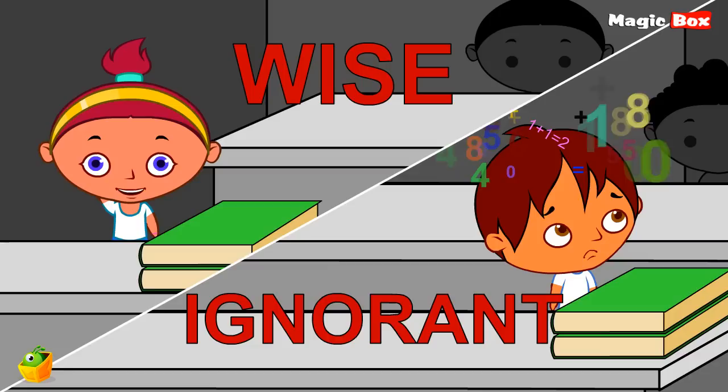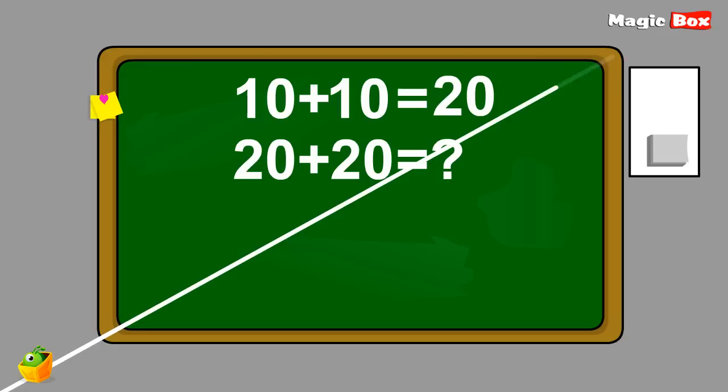Miko and Nico are at the school. Miko is wise, she knows the answer. But Nico is ignorant, he does not know the answer. If you study, you will be wise. Never forget that wise and ignorant are two different words, two opposite words.